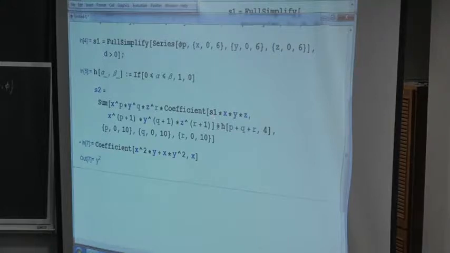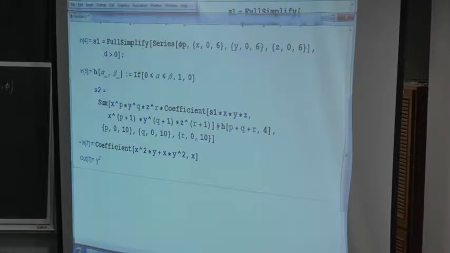So I multiply the series with x, y, z, and I would like to find the coefficient in this series of x raised to power p plus 1, y raised to power q plus 1, z raised to power r plus 1, and I would like the sum of these powers to be less than 4. So I want terms like x square, y square, z square, x raised to power 4, but I don't want terms like x square, y square, z square, because here the sum is 6. I would like to truncate at a certain point. Therefore, I multiply this function with h, and then sum up over all of these terms.